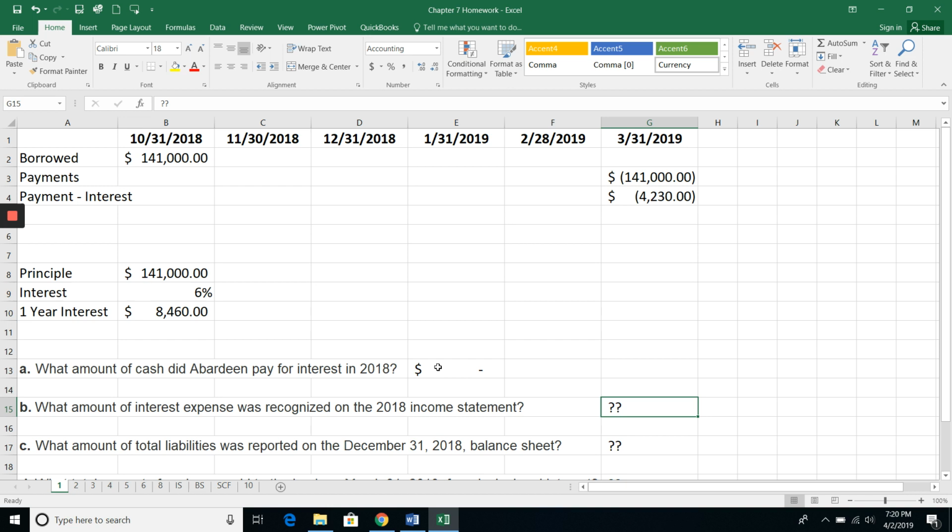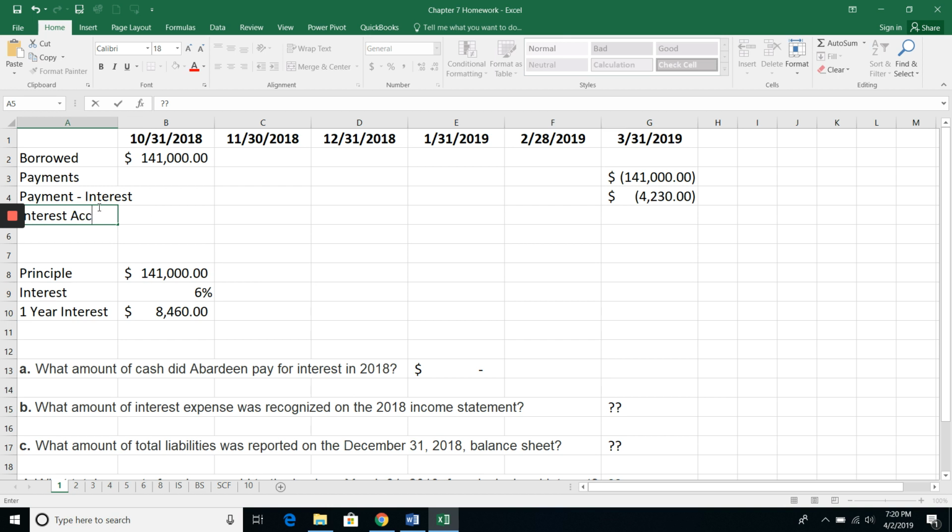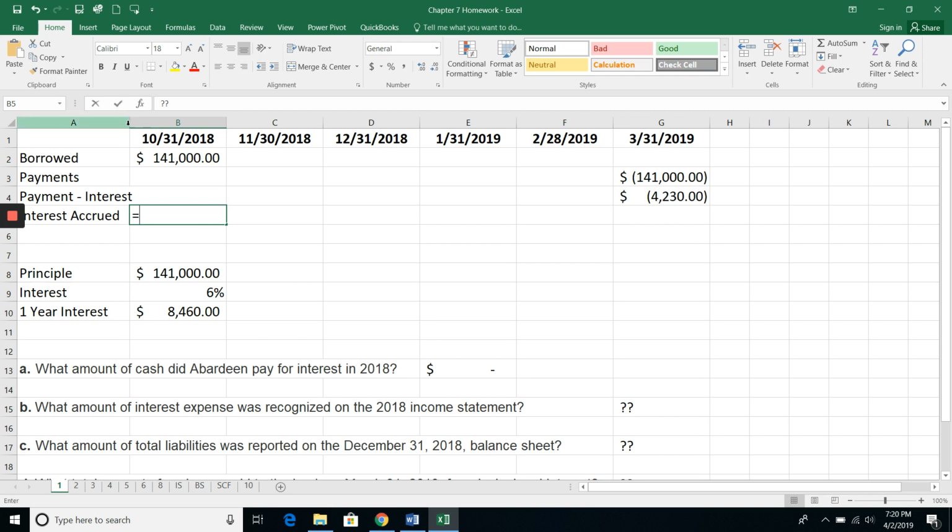And then we get on to question 2, or part B here. What amount of interest expense was recognized in 18 on the income statement? Well, the other element here that we could look at is the interest that's actually accrued. So we can look at the $4,230, our total interest that we're going to pay over those 6 months, and divide that by 6 months to see that we're going to have $705 in accrued interest in each of those months.